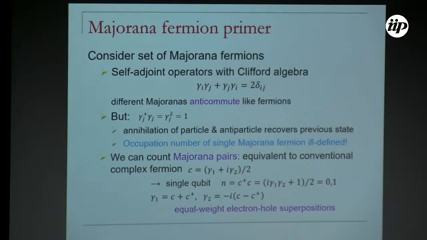But they are fermions. Particle equal to antiparticle is a common feature for bosons. For fermions, it's much less trivial. So different Majoranas here really just anticommute like fermions. So they obey this Clifford algebra, but gamma squares to 1, unlike the fermion operator which squares to 0. So in that sense, the annihilation of a particle and an antiparticle recovers the previous state. And it also means that gamma dagger gamma is just gamma squared.